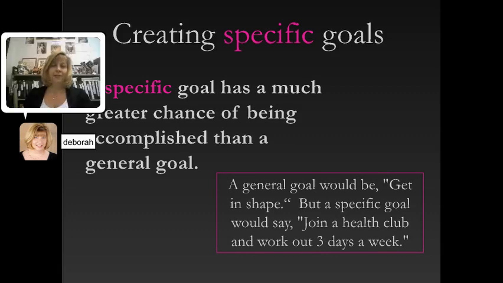Now, why does it matter much if your goal is specific or not? Well, think about it. If you just said something like, gee, I'd really like to get in shape, what does that mean to get in shape? Do you know what kind of shape you're in now? What would being in good shape mean for you? But if you said something really specific, like I'm going to join a health club and I'm going to go at least 3 times a week for 1 hour at a time, that's something that you can actually look at and that is something you can actually reach and attain.